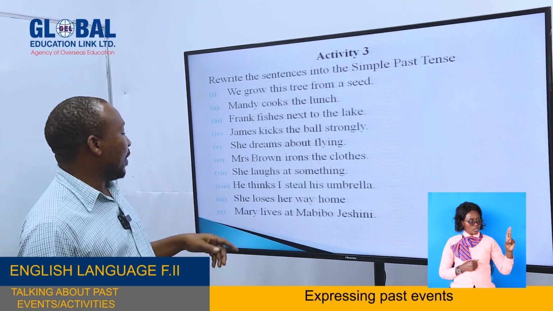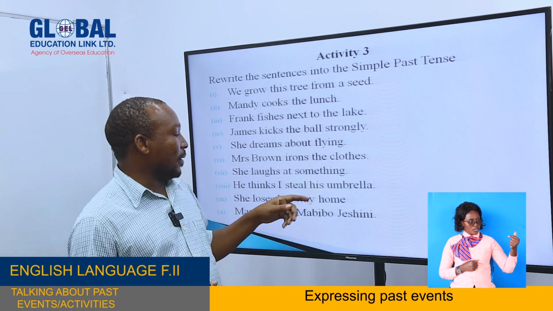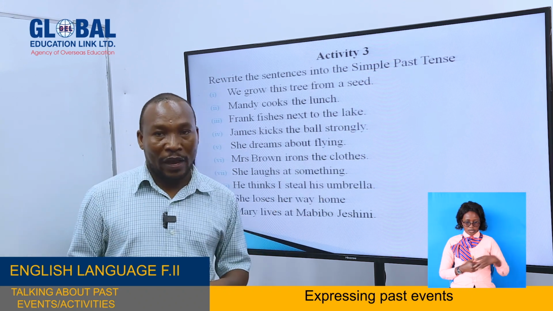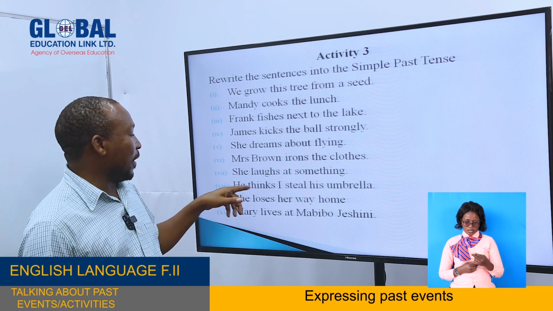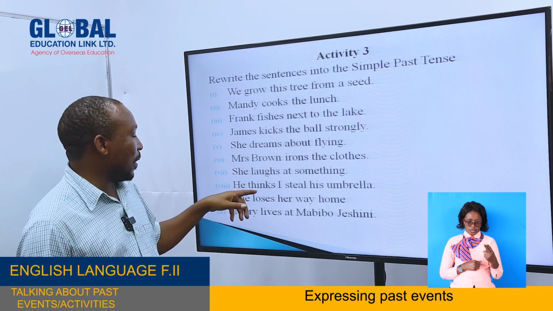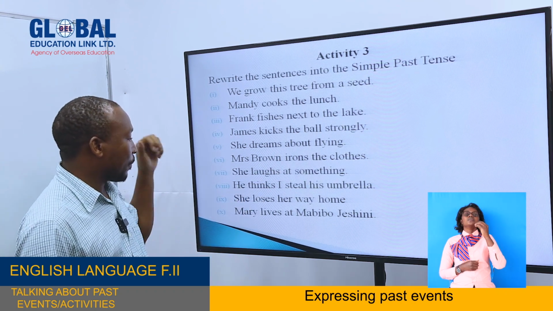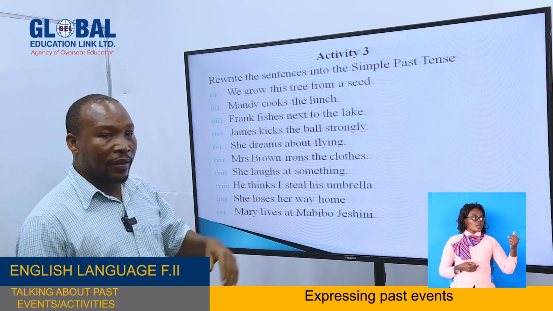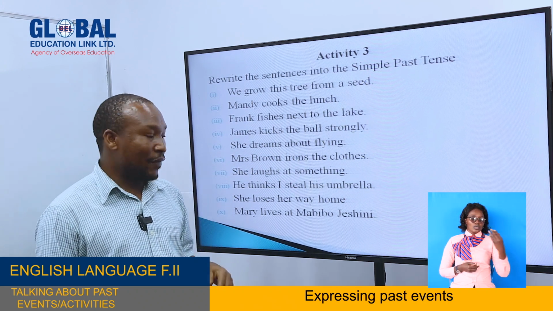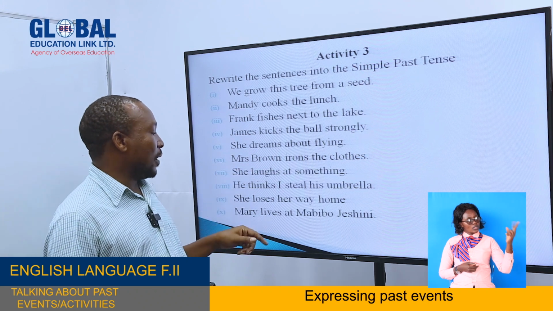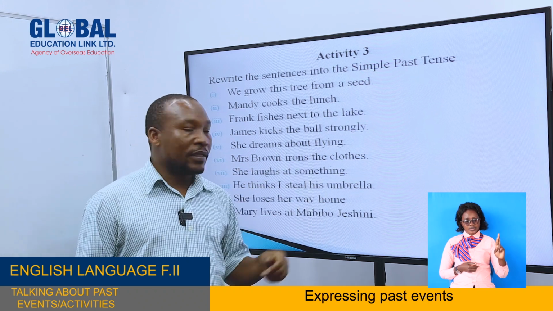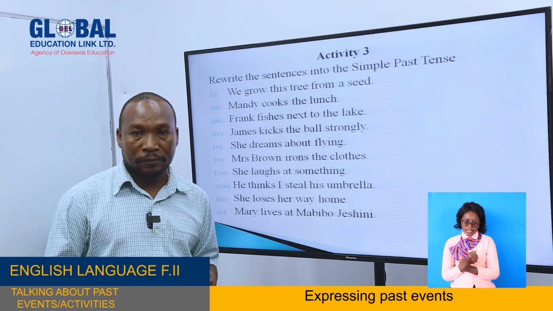Roman 8, he thinks I steal his umbrella. We have two verbs here. We have think and steal. Both of them are irregular verbs. Therefore, it will be, he thought I stole his umbrella.